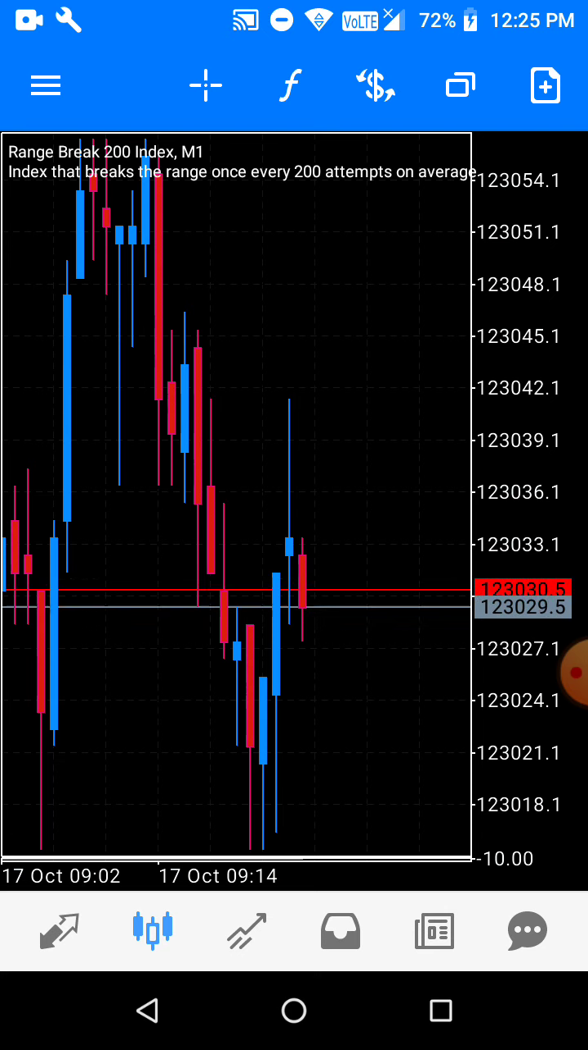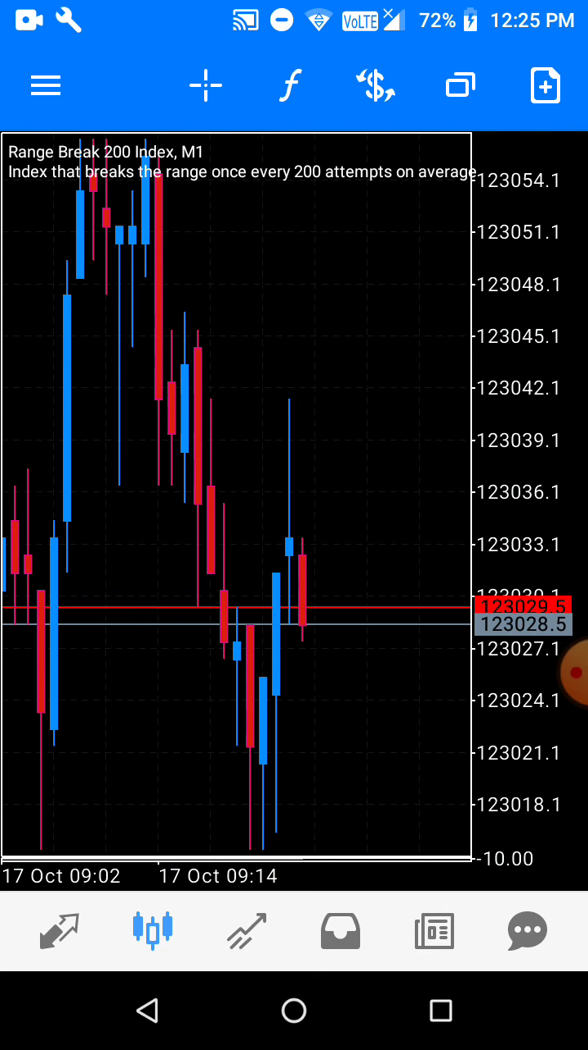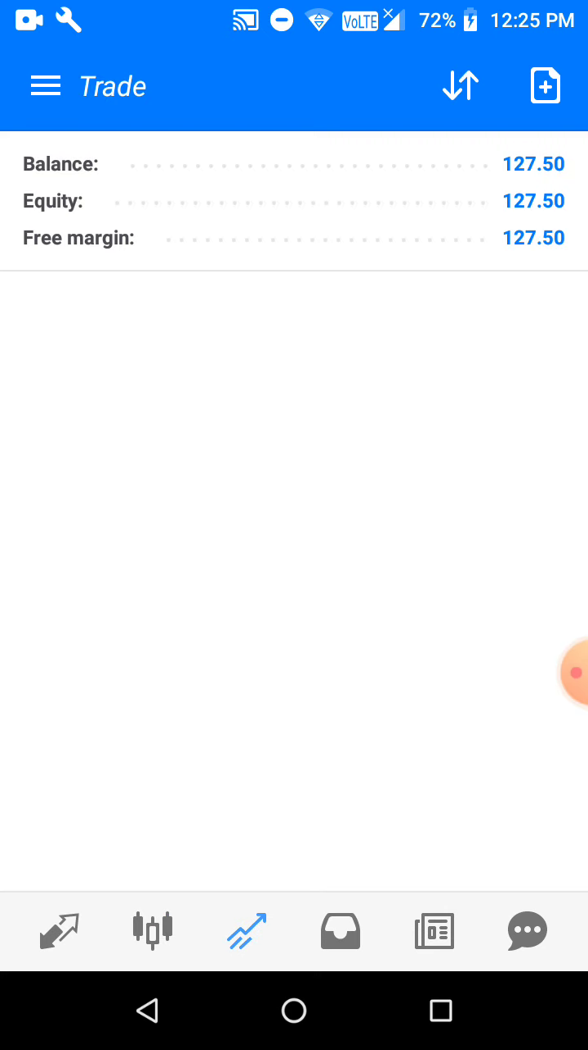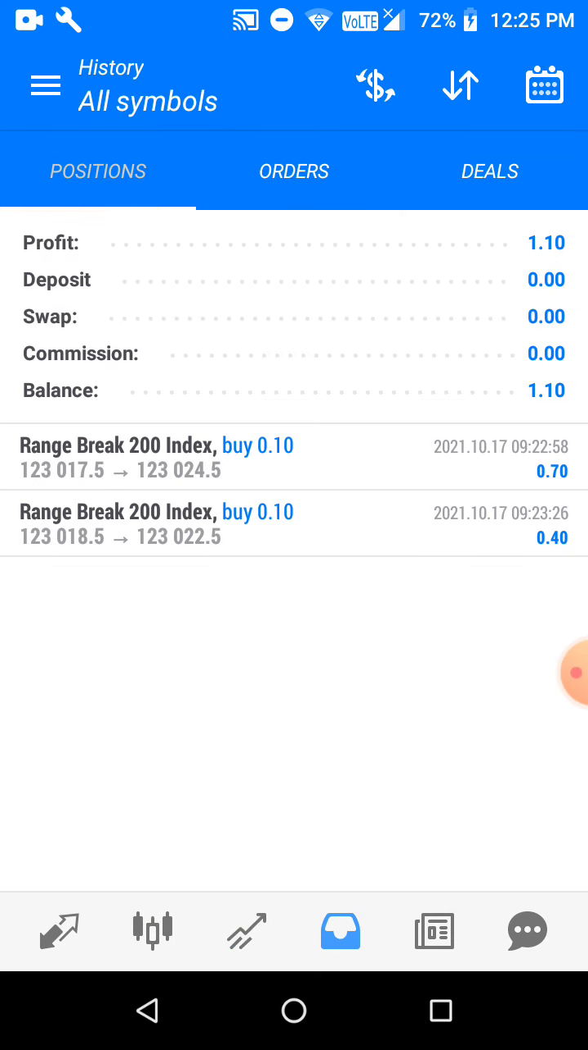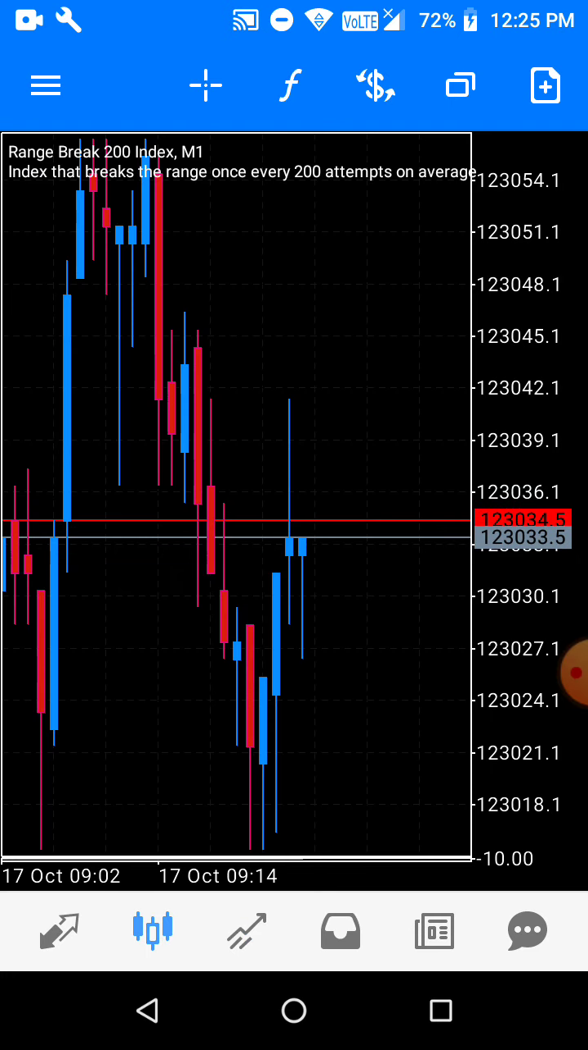So for you to scalp very well in this market and get good profits, you need at least $100 in your account. Okay, so that you at least start scalping with 0.10. Okay, so how do we go about trading this thing?